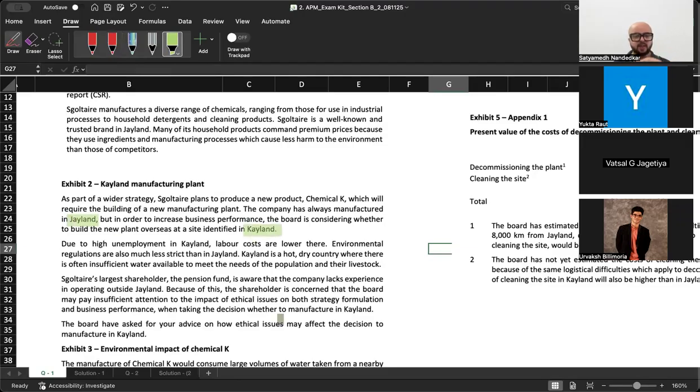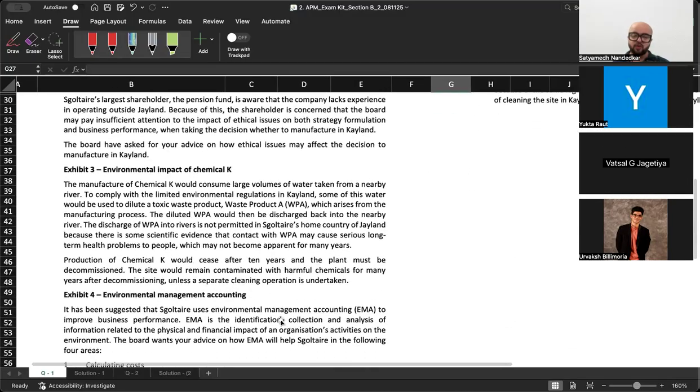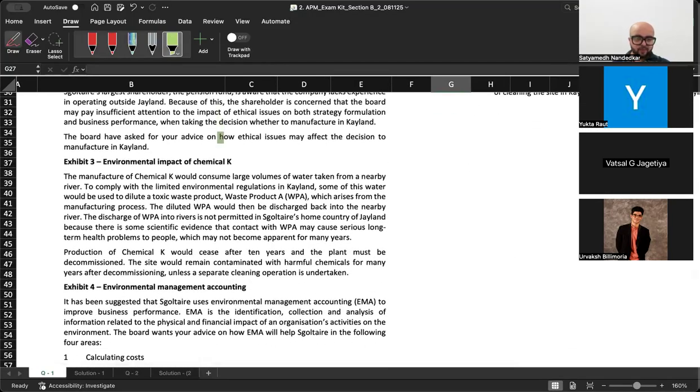Now, Kayland is a hot, dry country where there is water shortage. Skolitaire's largest shareholder, the pension fund, is aware that the company lacks experience in operating outside Jayland. Because of this, the shareholder is concerned that the board may pay insufficient attention to the impact of ethical issues on both strategy formulation and business performance when taking the decision whether to manufacture in Kayland. The board have asked your advice on how ethical issues may affect the decision to manufacture in Kayland. See, what is the question? The question is how ethical issues may affect the decision. They have so focused on the impact of these ethical challenges on the decision making process.